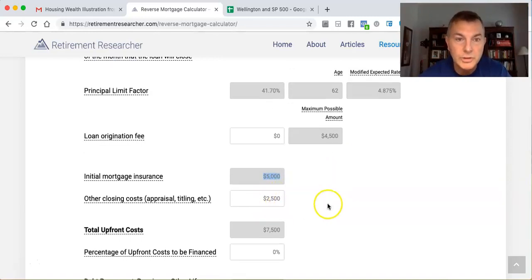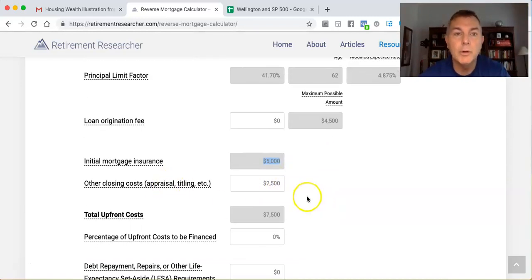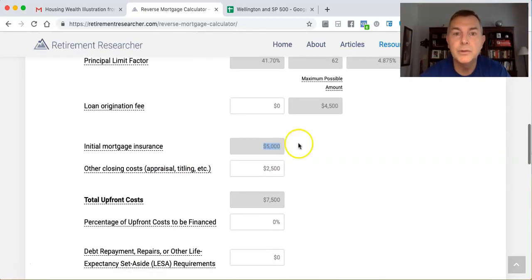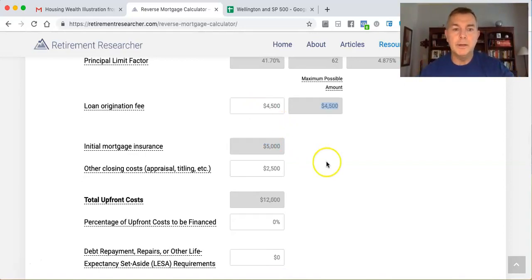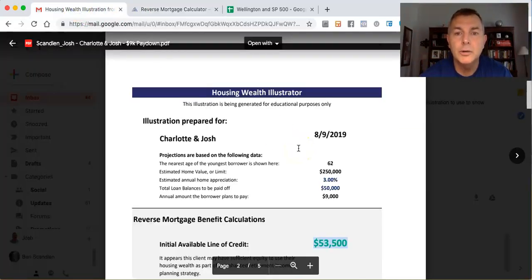In this case, we've got other closing costs, appraisal, titling, $2,500. You have a loan origination fee. We're going to put $4,500 there. So we've got $4,500 as a loan origination fee, $2,500 as other closing costs, your appraisal, titling, and whatnot, plus the mortgage insurance. And here's the $12,000. I would go in there and argue for a lesser loan origination fee, but I appreciate what Don's showing. He's not minimizing the closing costs at all, not in the least.